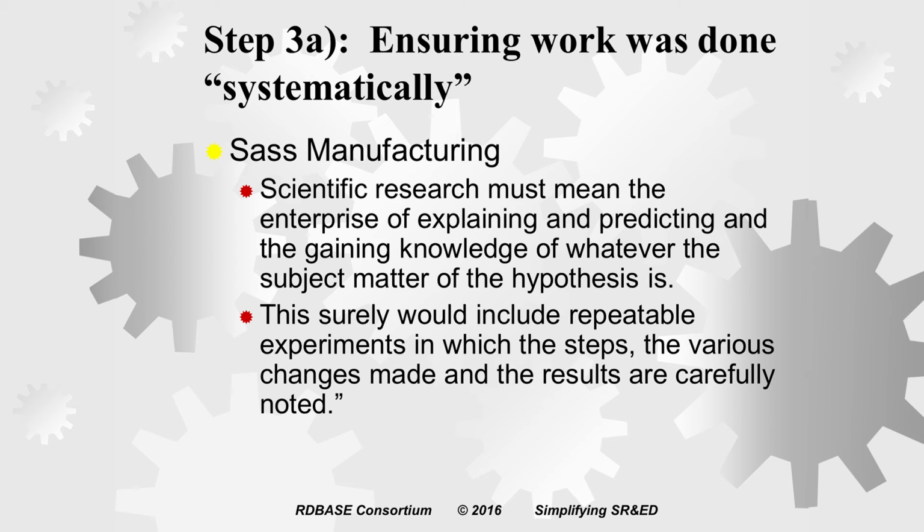All right. So the last part of the process, and going back to the tax court cases, what do the courts say about work being done systematically? What do I need to show that it was systematic? And they say scientific research must mean the enterprise of explaining and predicting and gaining knowledge of the subject matter of the hypothesis. Okay, so again, tie it back to the variables of the hypothesis. It would include repeatable experiments where results are carefully noted.